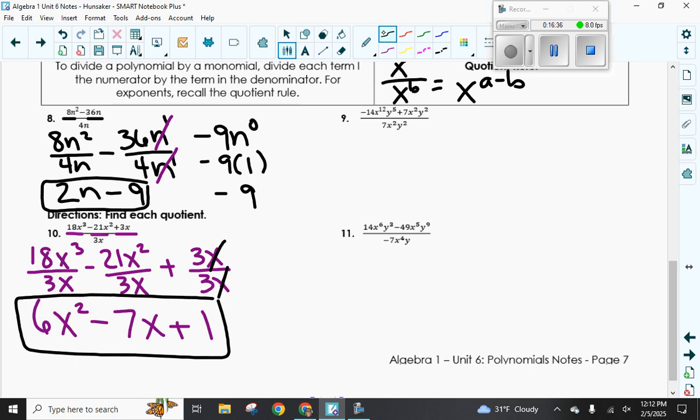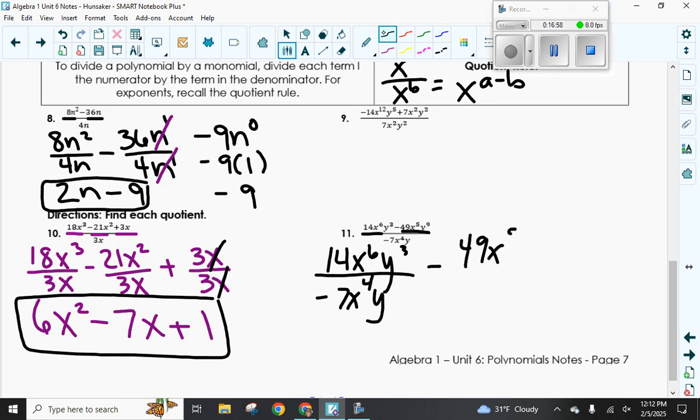So the only difference between 10 and 11 is just that we have multiple variables here, but we're still going to treat it the same way. I have 2 terms on top, so I'll have 2 separate fractions. 14x to the 6th, y to the 3rd, over negative 7x to the 4th, y. And then minus 49x to the 5th, y to the 9th, over negative 7x to the 4th, y. I have 2 separate fractions. That means that I should have 2 terms when I'm done. One of those terms might just be 1 or might just be a number, but you still should have 2 terms.